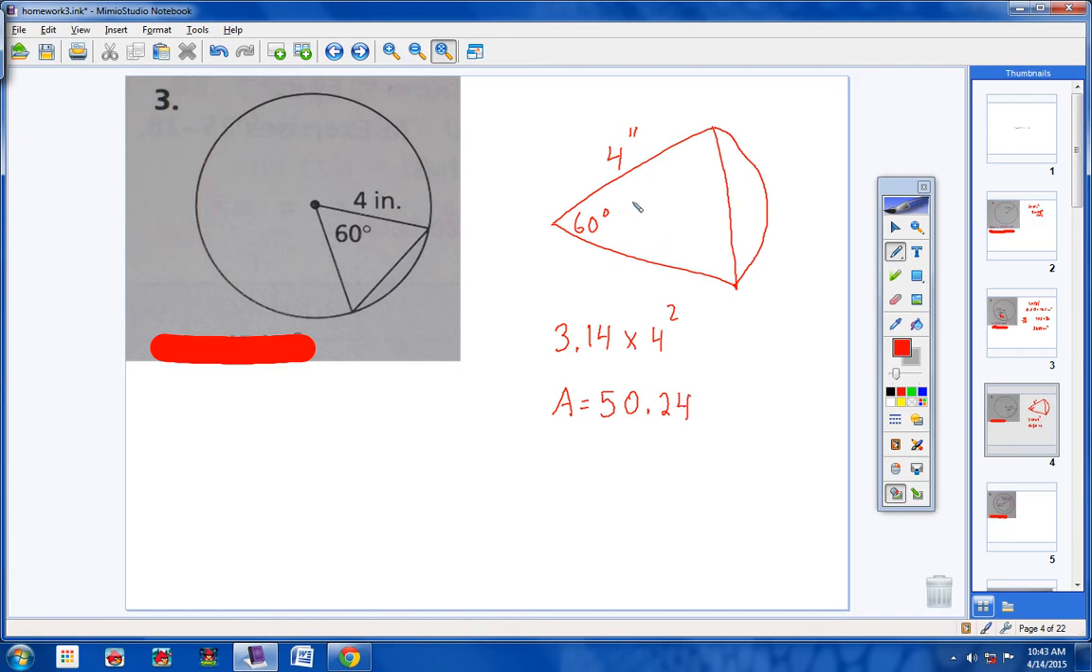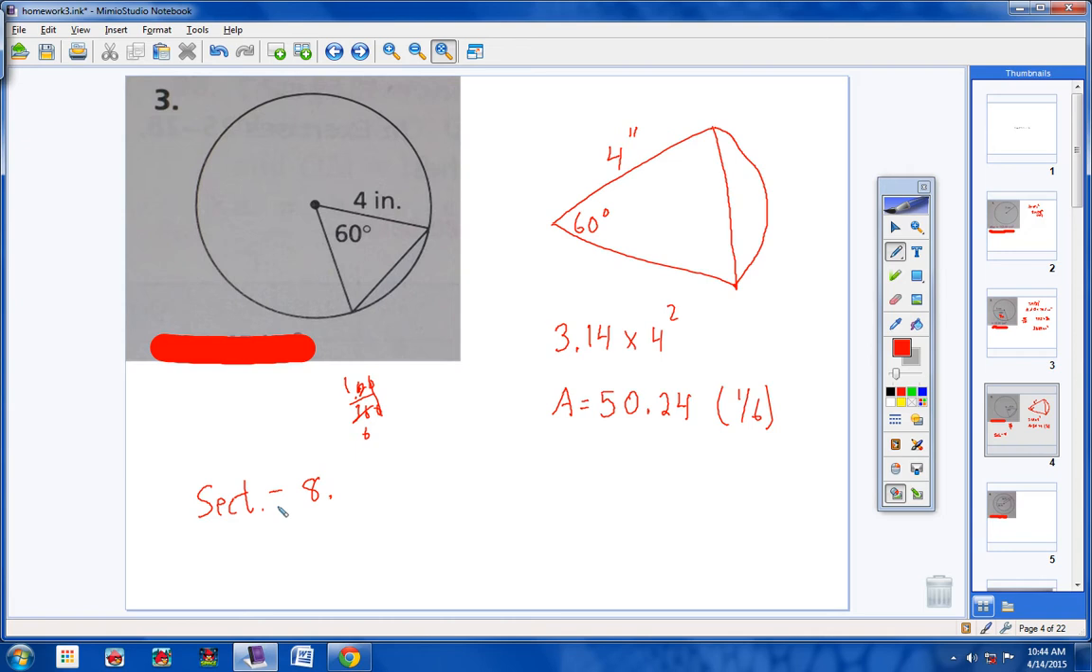Now, what fraction of the circle is 60 degrees? Well, it's 1/6. If you take 60 and put it over 360, cross off your zeros, 6 goes into 6 one time, 36 six times, so 1/6. So this whole entire sector is 1/6 of the entire circle. Got it? So I'm going to take the entire area times 1/6. So 50.24 times 1/6 is going to give me 8.373333.